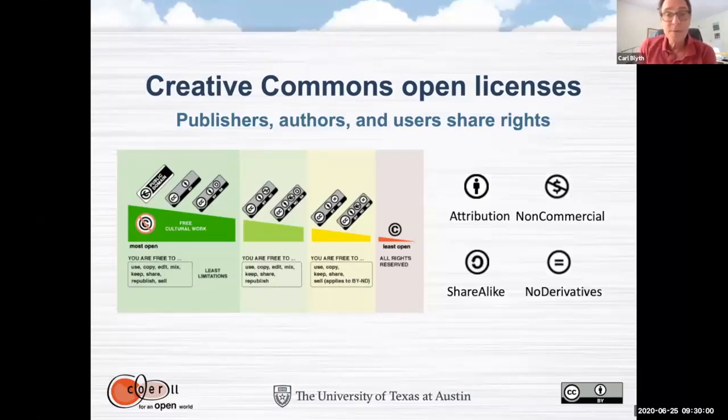They are copyright lawyers, and they are trying to come up with an alternative to the existing copyright laws. They've come up with this easy system. If we look at the right side of the slide, you see the icons: attribution, non-commercial, share alike, and no derivatives. Let me explain these four icons. After that, you'll be able to interpret any open license, and you're going to come across some real quickly.